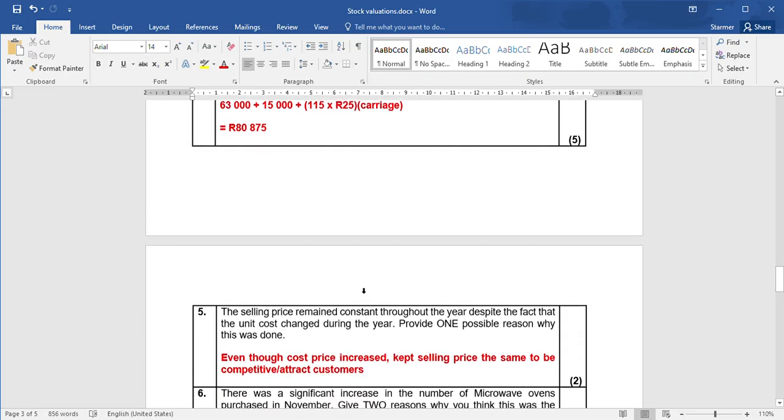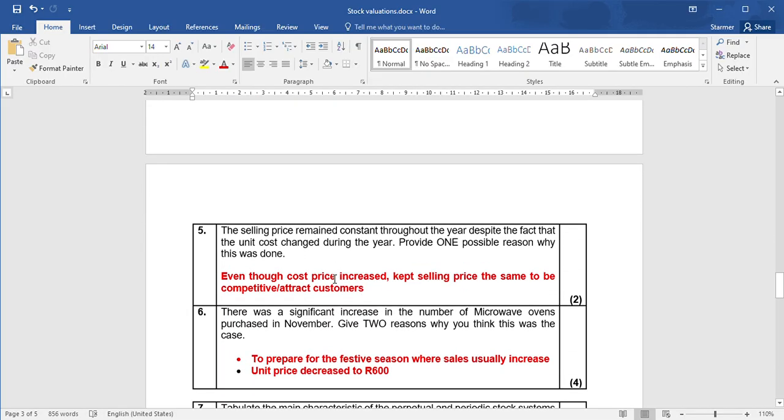Right, then the next one, the selling price remained constant despite the fact that unit cost changed during the year. Provide one possible reason. Okay, so overall the cost price went up, but we kept the selling price the same. Probably because we wanted to attract new customers, or we wanted to remain competitive in the marketplace.